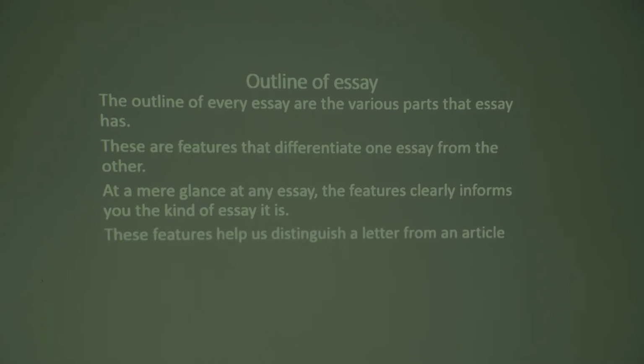We say these features help us to distinguish a letter from an article. So by the parts, if it is a letter, immediately you pick and you look at it, you know that, no, this is a letter. If it is an article, immediately you pick, you're just going to know this is an article. No one needs to tell you. Immediately you just look at the parts, you know automatically this is an article, this is a letter.